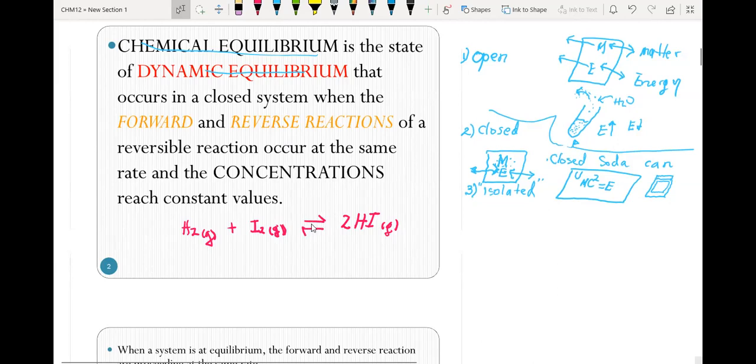Notice here, the double arrow is telling you we have a reversible reaction, and this reaction at some point will establish the equilibrium, and that will depend on temperature.